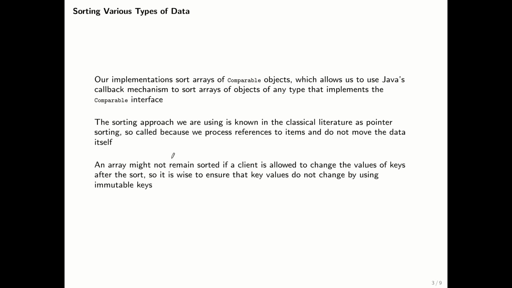Now, an array might not remain sorted if a client is allowed to change the values of the keys after the sort. So this is something that we want to disallow, and the way we can do that is by making the keys immutable.